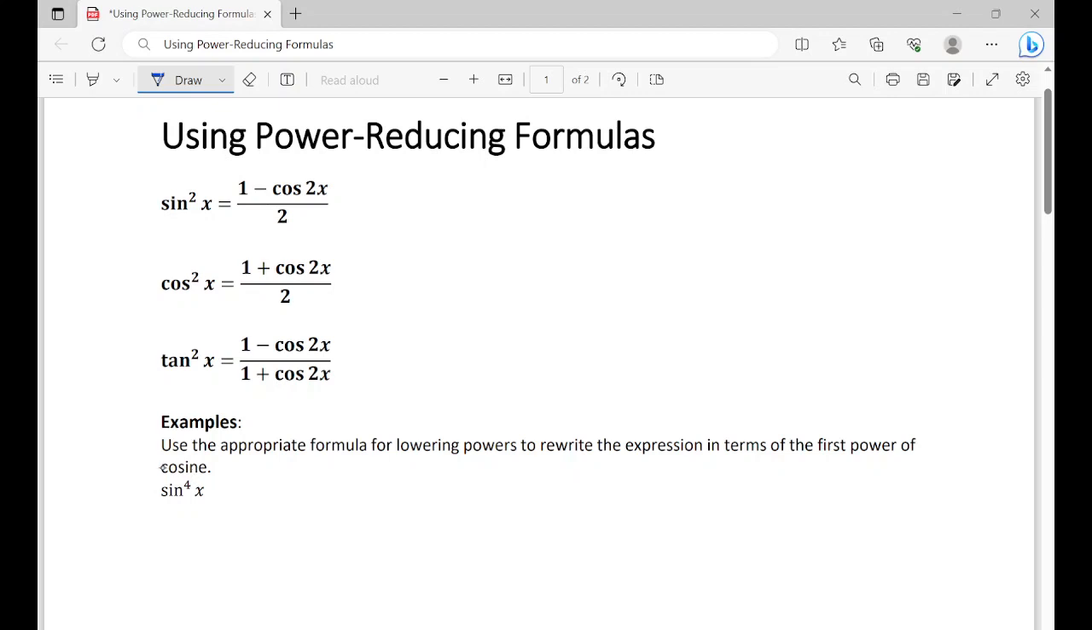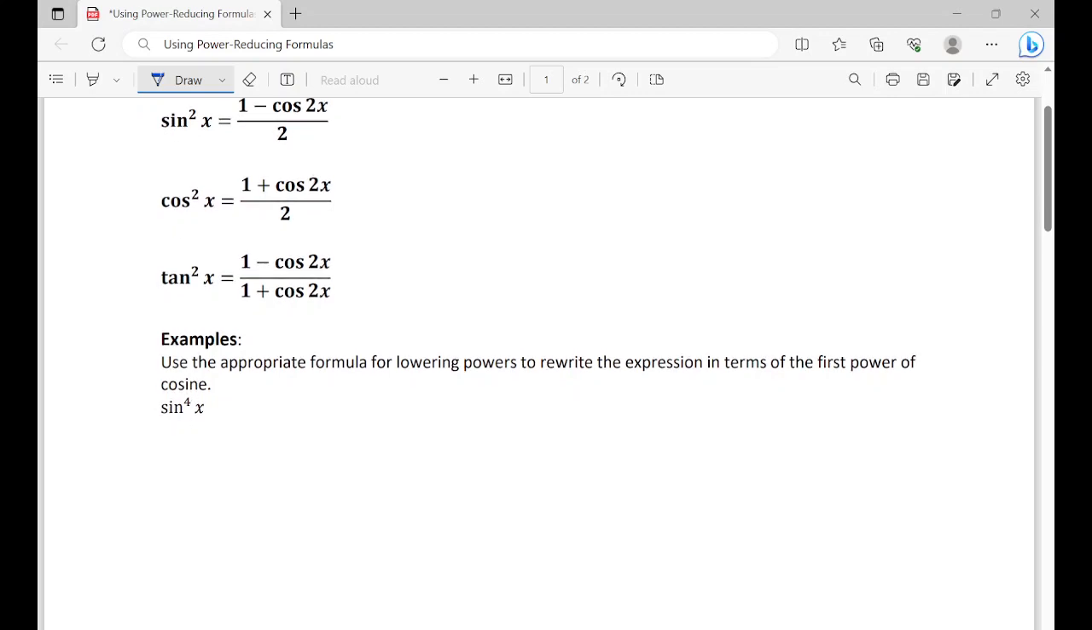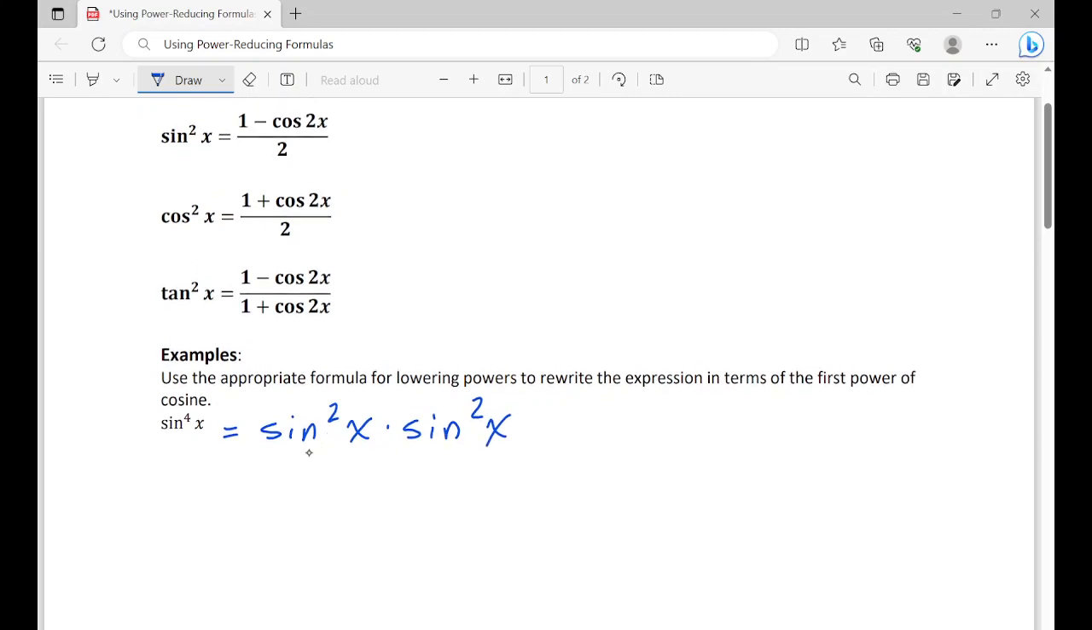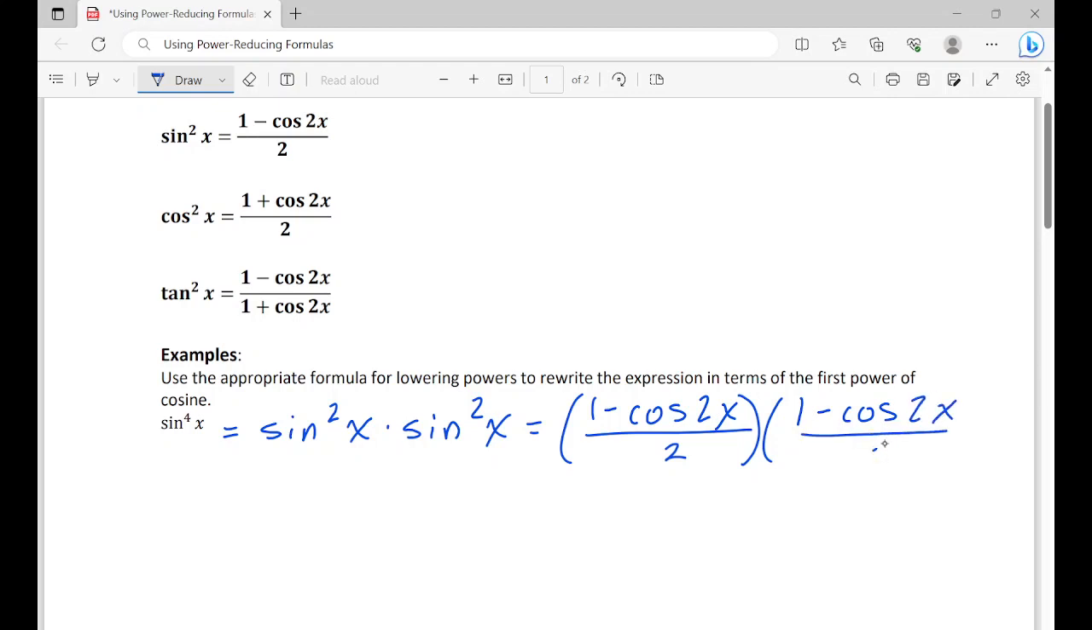What you usually do with these kinds of questions and examples is you need to play a little bit with the algebra to get it into the right form. So sine to the fourth x, I could say, is sine squared x times sine squared x. Now, this expression is in this form, so I can use this power reducing formula twice on both sine squareds. And when I do that, I'm going to have 1 minus cosine 2x over 2, and another 1 minus cosine 2x over 2.